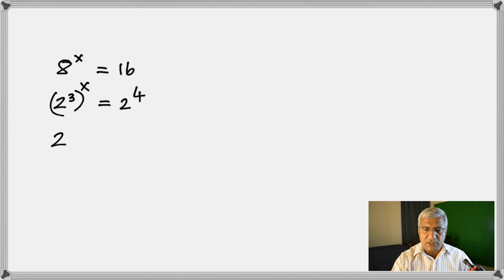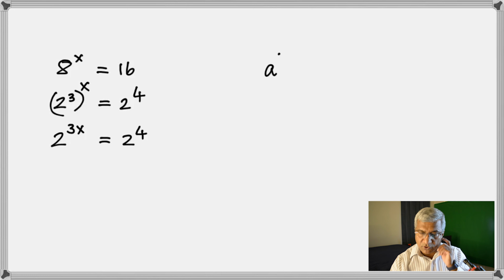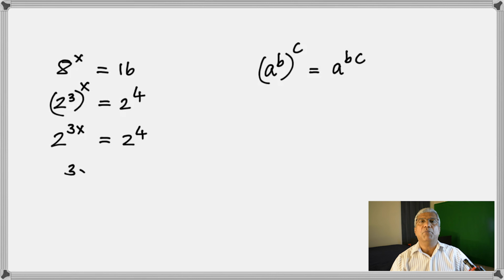Now what we do is, remember that a raised to b raised to c is actually a raised to b times c. Or in other words, 2 raised to 3 raised to x is the same as 2 raised to 3x. Okay, so 2 raised to 3x is 2 raised to 4. And now, when the bases are equal, the powers need to be equal to each other. So 3x is 4, and x is 4 by 3.